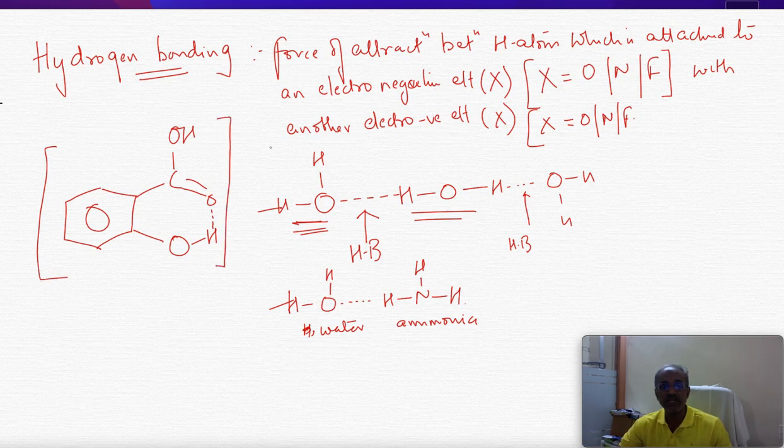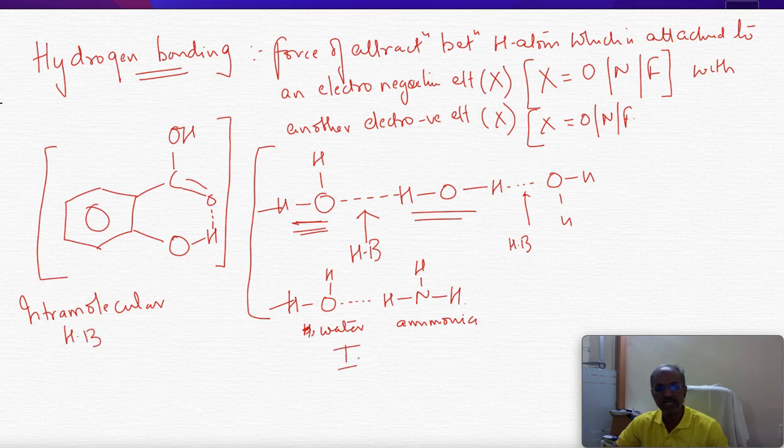This is between two molecules. Both the molecules can be the same or both molecules can be different. This is different and this is same. This is within the same molecule. So such type of hydrogen bonding is known as intramolecular hydrogen bonding, and this type is known as intermolecular hydrogen bonding. So intermolecular hydrogen bonding and intramolecular hydrogen bonding.